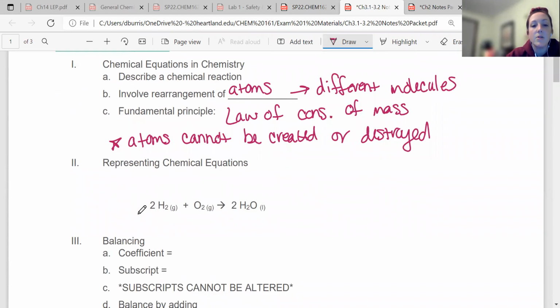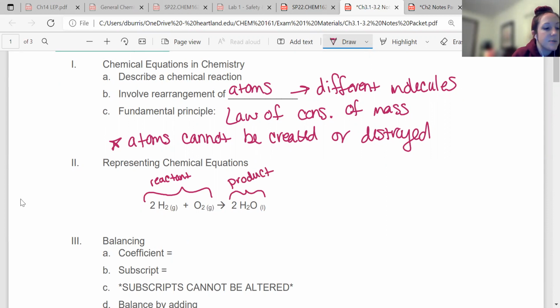So this is a chemical equation. I'm going to break it down. We're going to use a lot of chemical equations this year, so there are some terms that you need to know. First of all, anything on the left side of the arrow is considered a reactant. Anything on the right side is considered a product. Other things we need to pay attention to: this is called a coefficient, a number that's in the front. The little numbers, which we've already talked about a little bit, are called subscripts.